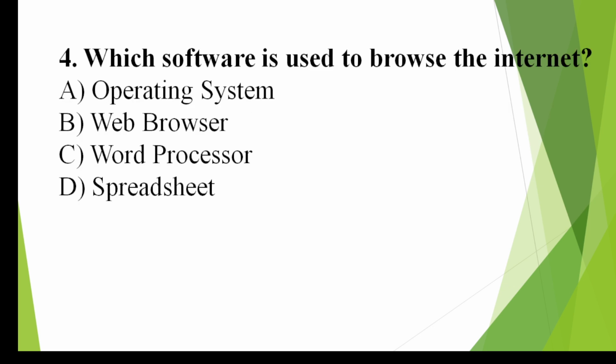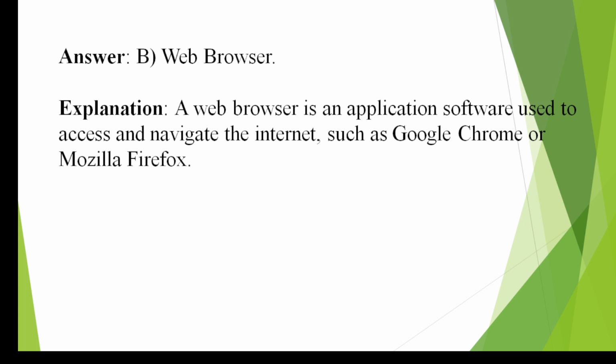Which software is used to browse the internet? A, Operating system. B, Web browser. C, Word processor. D, Spreadsheets. The correct answer is B, web browser. A web browser is an application software used to access and navigate the internet, such as Google Chrome or Mozilla Firefox.